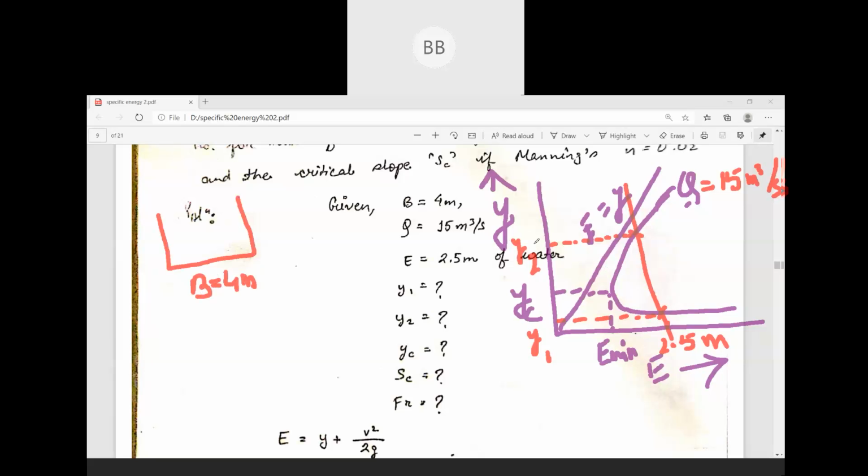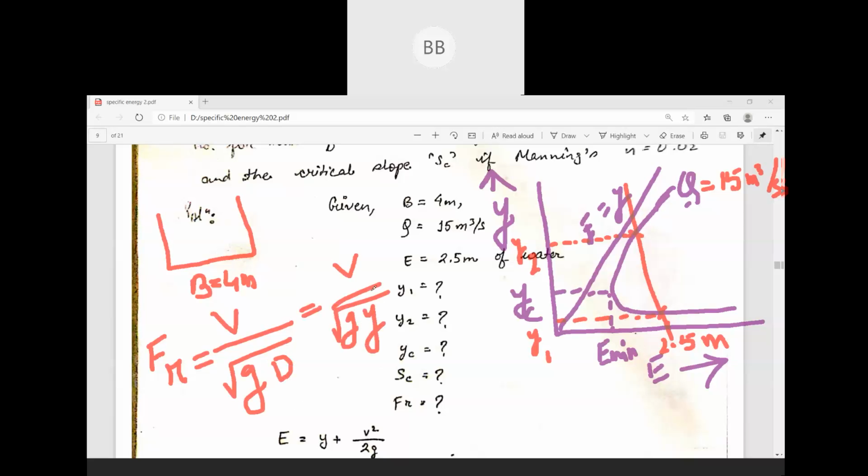You need to find out this y1 and y2, and at the same time, if you remember the Froude number, we have already discussed. Froude number is V over root over gD, or for rectangular channel, you can directly write V over root over gy. So that thing we have already discussed. So for each depth, what will be the Froude number? For y1, what will be the Froude number? For y2, what will be the Froude number? We need to calculate. First we need to find out the y1 and y2.